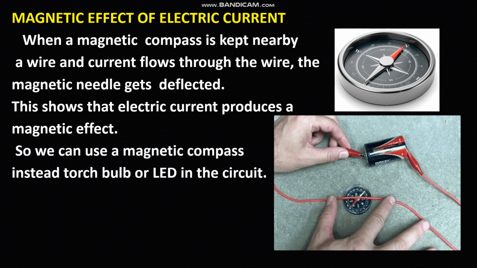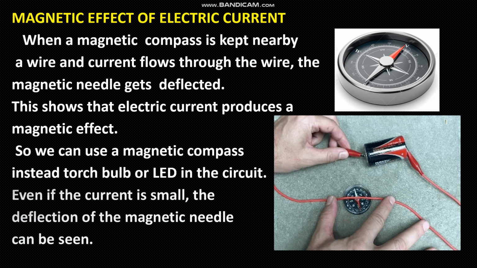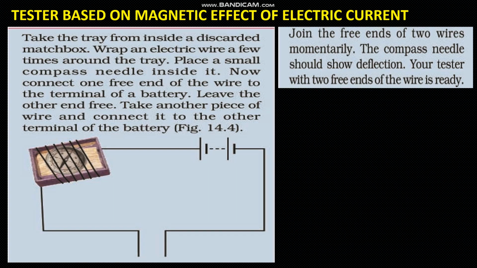So we can use a magnetic compass instead of a torch bulb or LED in the circuit. What is the advantage? Even if the current is small, the deflection of the magnetic needle can be seen. So let us see, using this magnetic effect of electric current, how we can make a tester. Let us see how we can make it.